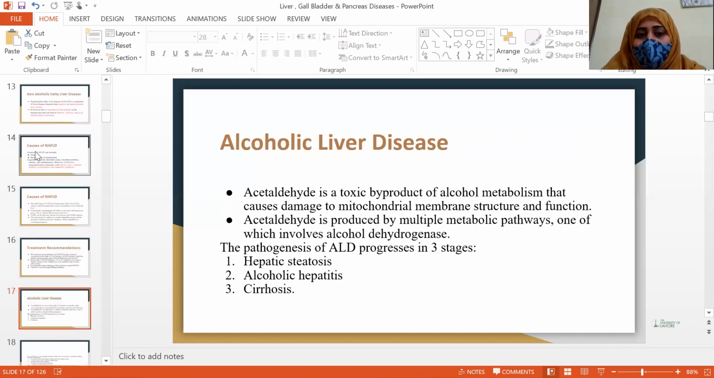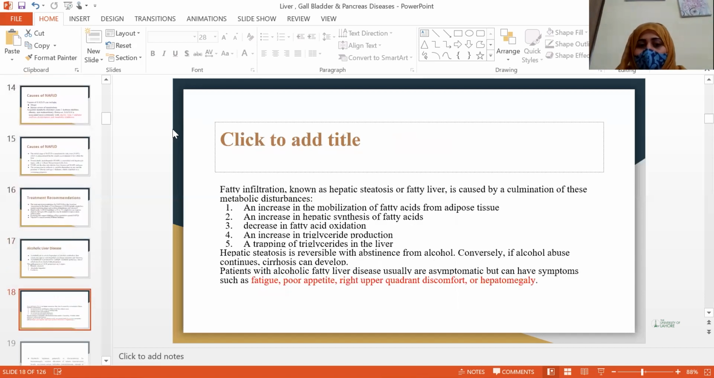Alcoholic liver diseases. Acetaldehyde is a toxic byproduct of alcohol metabolism that causes damage to mitochondrial membrane structure and function. Acetaldehyde is produced by multiple metabolic pathways, one of which involves alcohol dehydrogenase. The pathogenesis of ALD progresses in three stages: hepatic steatosis, alcoholic hepatitis, and lastly cirrhosis.